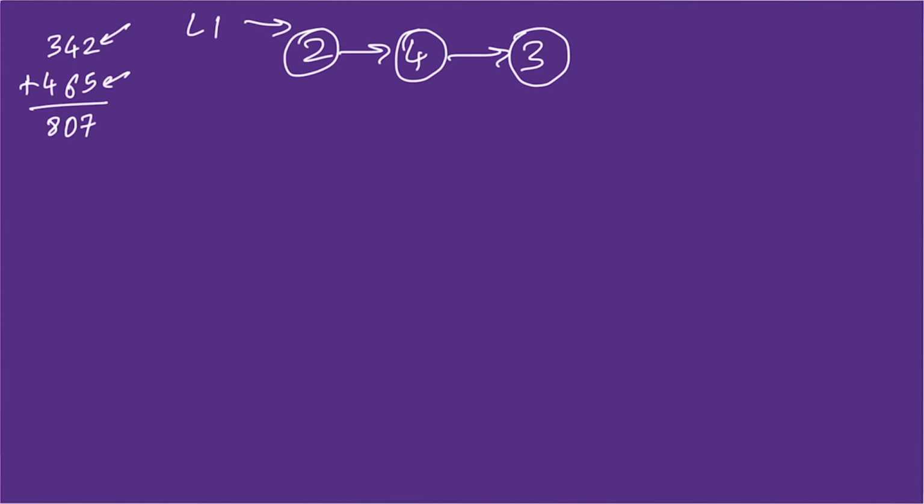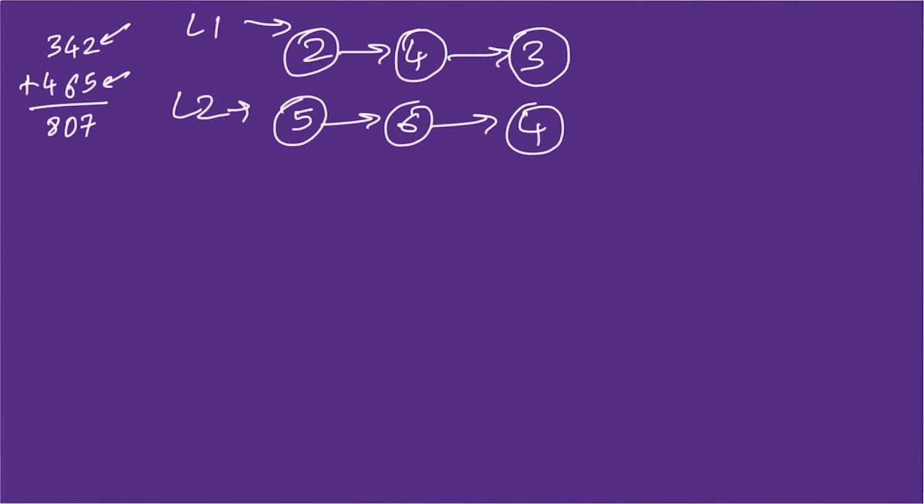And then the second number will be given to us as 5, 6, and 4, which will be our linked list second. So now in normal math, if we had to add these two numbers, how will we do it? Let's see. So first we'll add 5 and 2, which will give us 7. Then we'll add 4 and 6, which will give us 10. And 1 will be carryover. Write it as plus 1 here. And then we'll add 4 plus 3 plus 1, which will be 8. And we get the same answer.